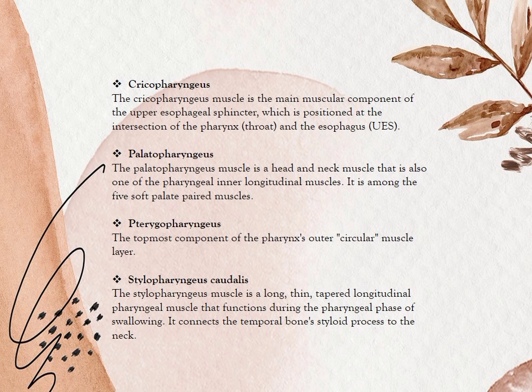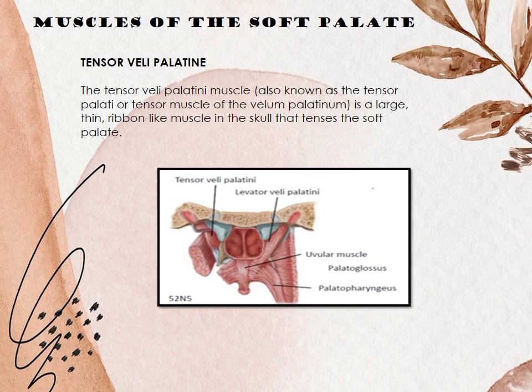And then the next one is the tensor veli palatini. Is a flat fusiform muscle that, like the elevator, attaches to the petrous part of the temporal bone, the pterygoid bones, and the lateral lamina of the guttural pouch. It tenses the soft palate and opens the eustachian tube.